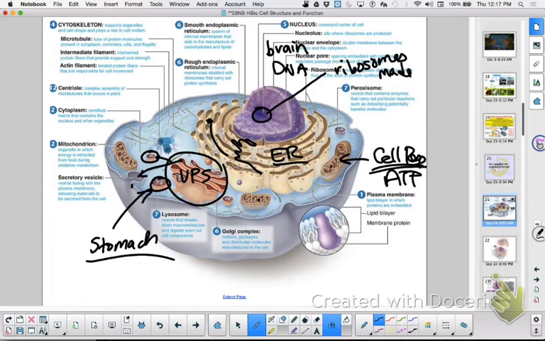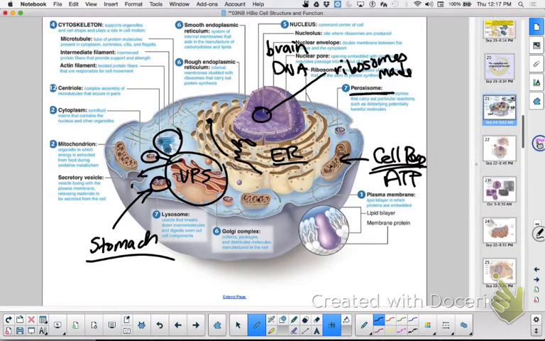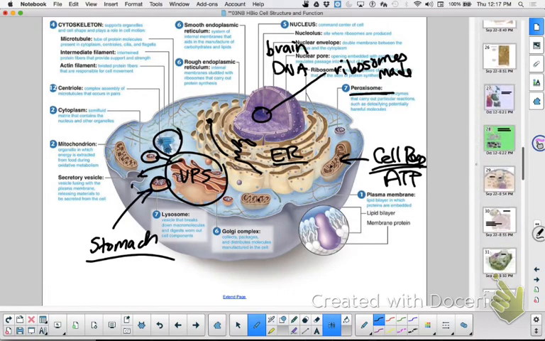What did we say these are called right here? Centrioles. And are those found in all cells? Only animal cells. No, we're not going to find them in a plant cell. Good. All right, and then we talked about peroxisomes breaking down hydrogen peroxide, good, with catalase. All right, so we hit all of those. I feel good about that.